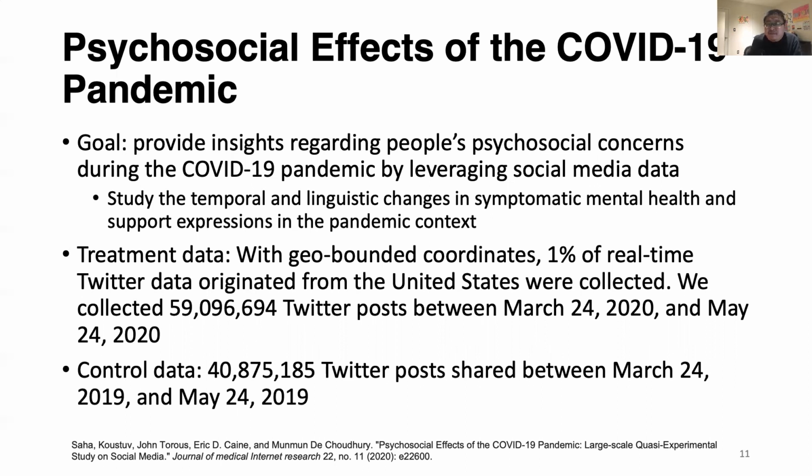And they have both treatment and control data. The treatment data is geo-bounded, 1% real-time Twitter data originating from the United States, and they collected over 60 million Twitter posts between March 24, 2020 and May 24, 2020. And the control data is from nearly 41 million Twitter posts shared between March 24, 2019 and May 24, 2019. So it's almost a year's gap.